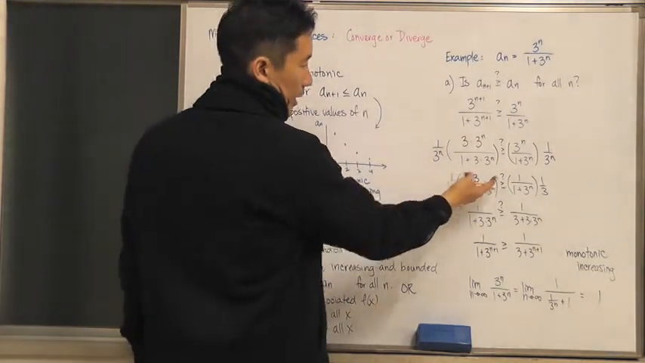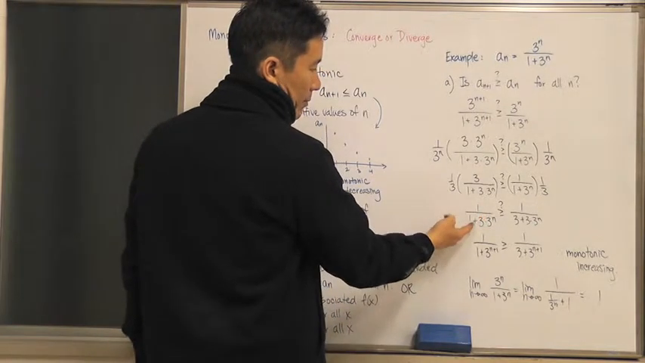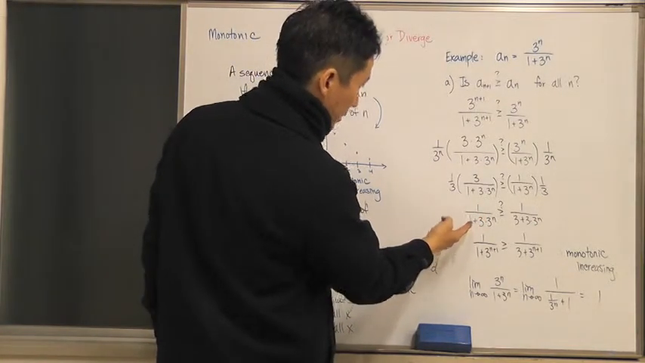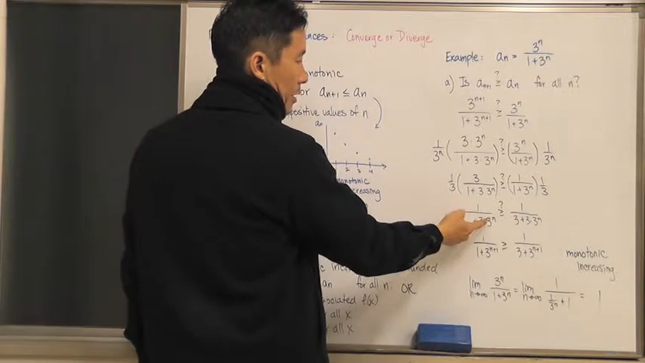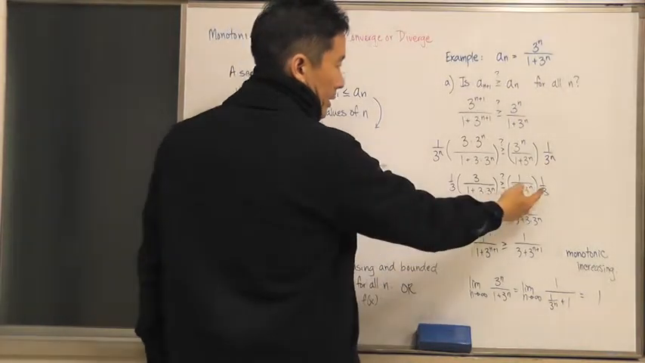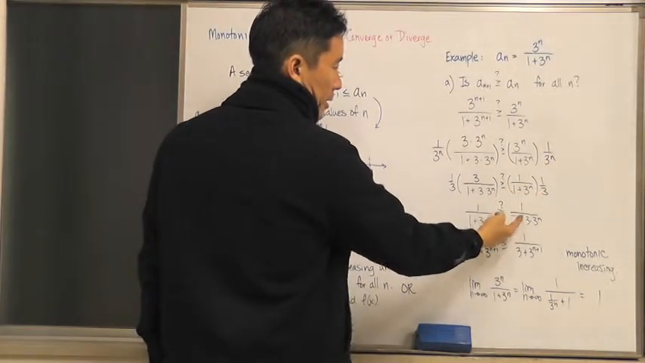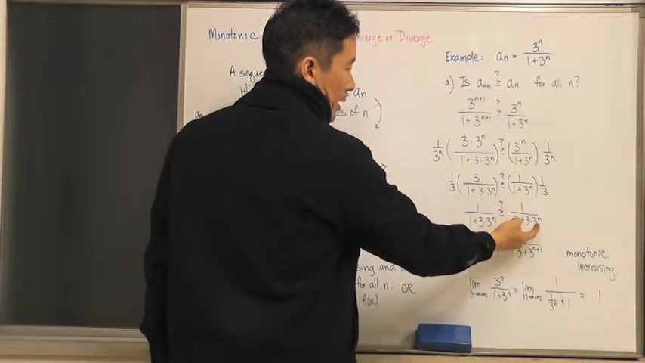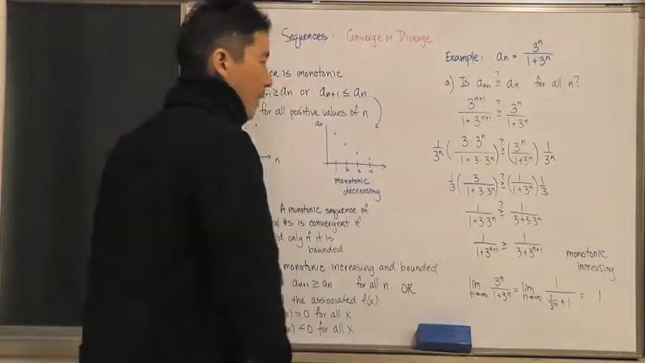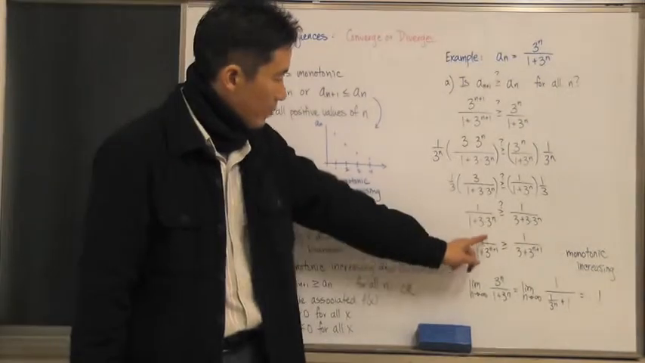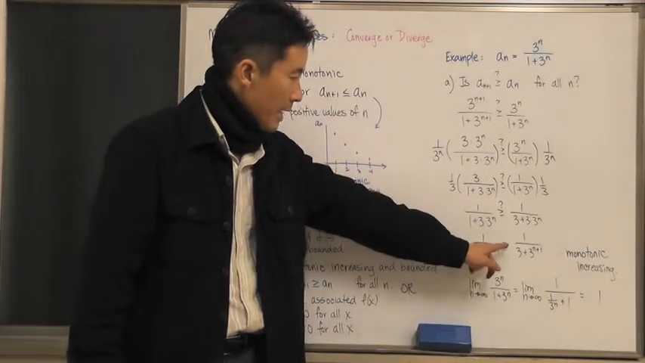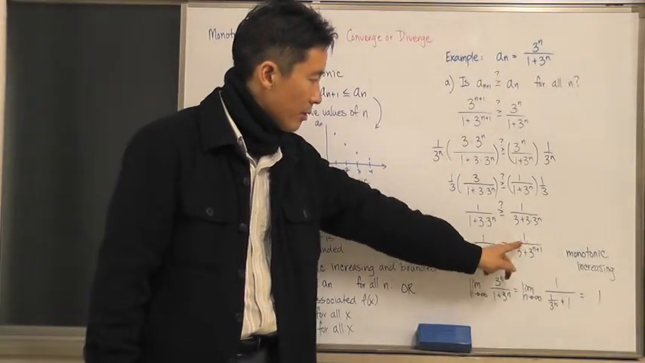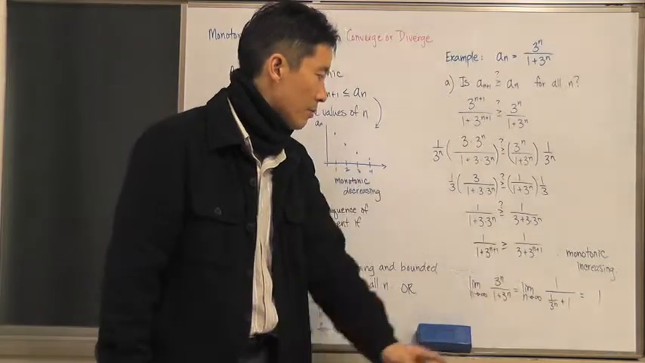If I do that, what I come out with is 1 divided by 1 plus 3 times 3 to the n. Notice that I just need to distribute the 3 to the denominator to come up with 3 plus 3 times 3 to the n. Now notice what I come out with is 1 over 1 plus 3 to the n plus 1. Is that going to be greater than or equal to 1 over 3 plus 3 to the n plus 1?